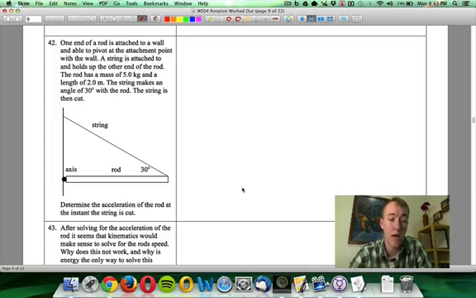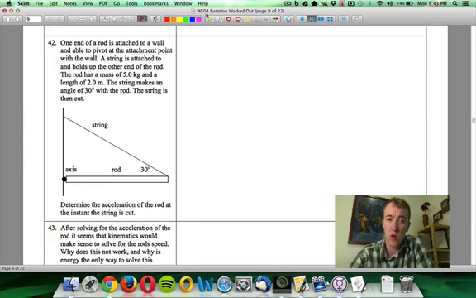And what we want to find doesn't have anything to do with the tension in the string or anything like that, not this time. We want to determine the acceleration of the rod the instant the string is cut. So the tension's no longer there. What is that angular acceleration going to be on the rod?